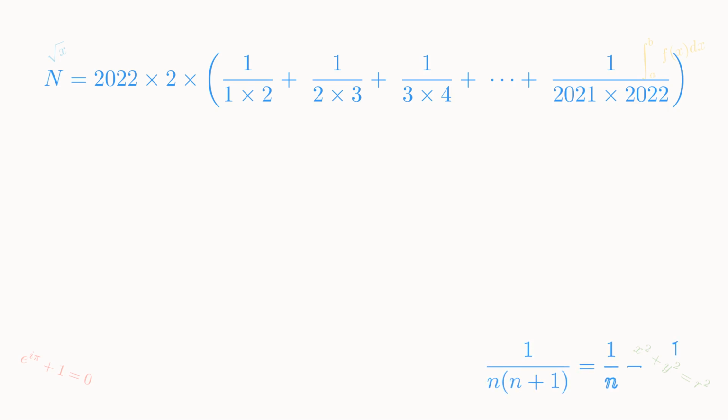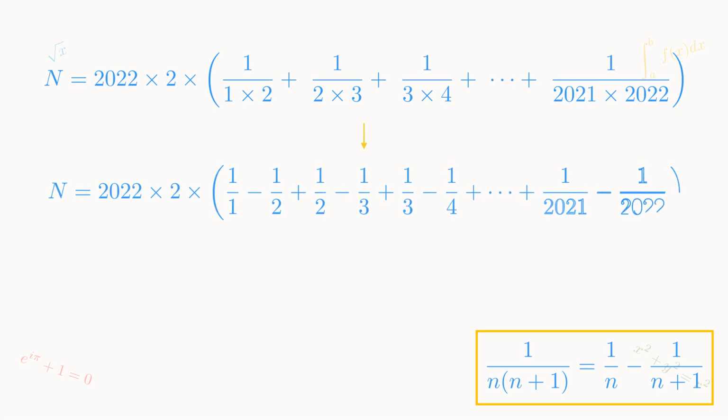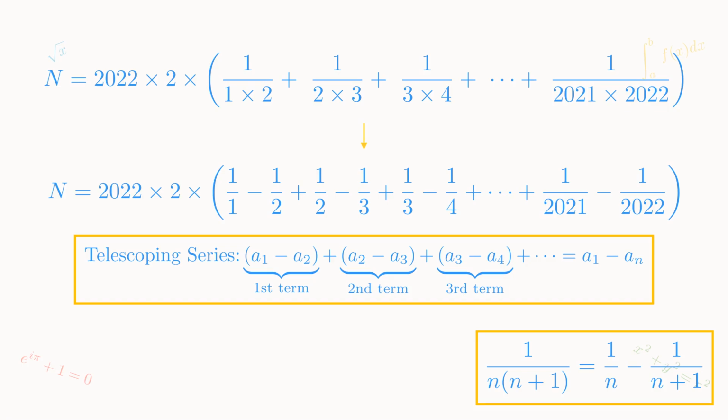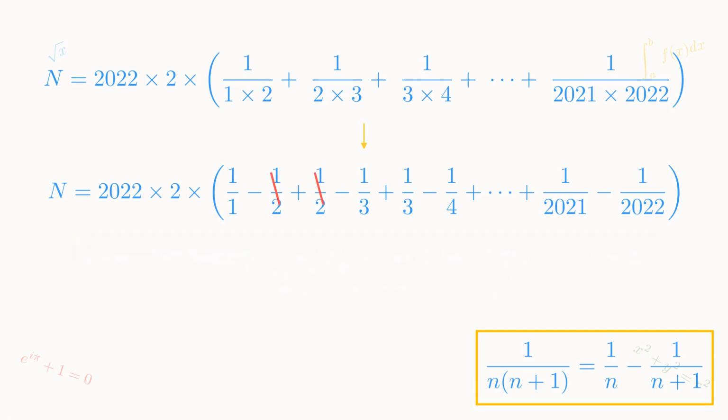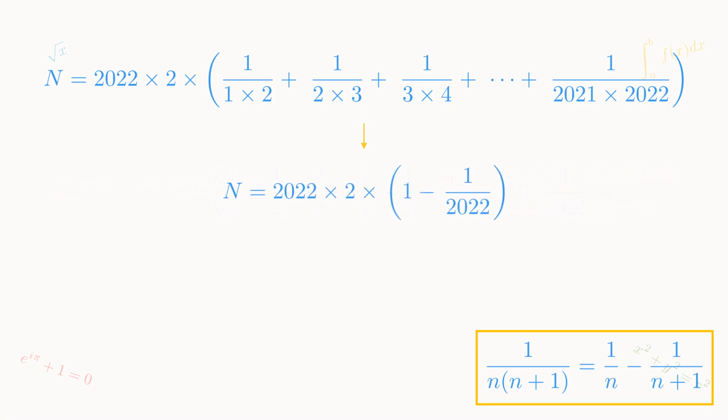Here comes another useful formula. Using this formula, we can rewrite the original problem as follows. This pattern is also called telescoping series. Notice how many terms cancel out. The cancellation technique, with part of each term cancelling with part of the next term, is known as the method of differences. This gives us the final value, which is 4042.